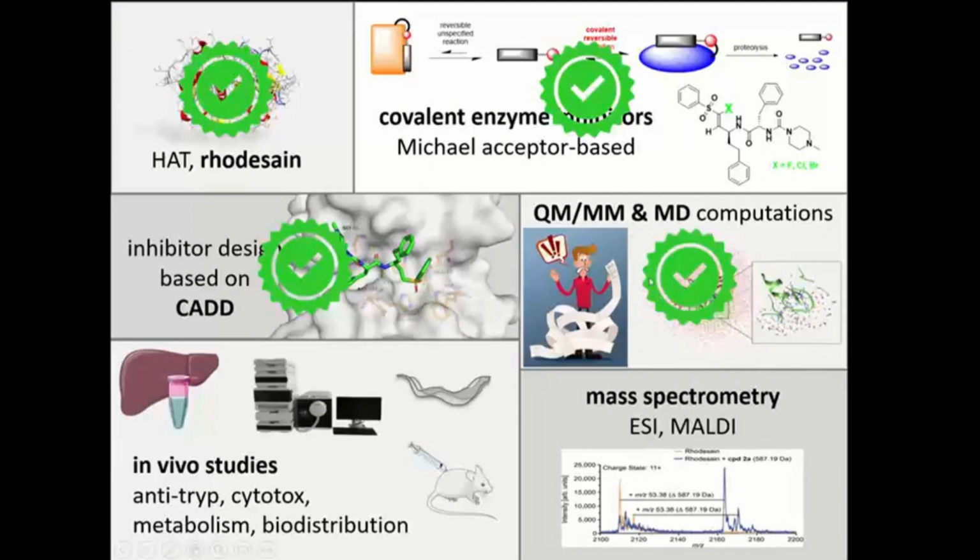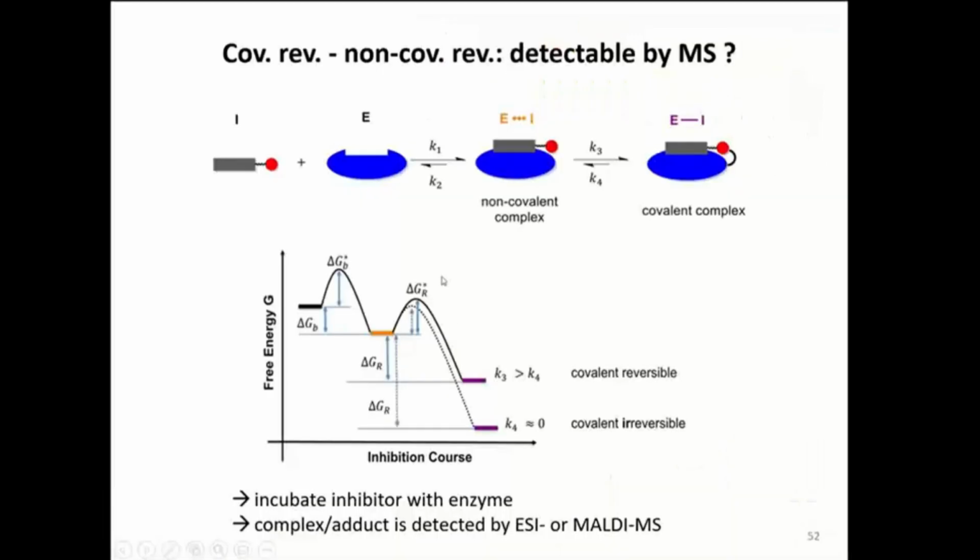I will move on to the mass spectrometry and the in vitro and in vivo study part. So why did we do some mass spectrometry? Well, we wanted to confirm the covalency of the bond between our inhibitor and Rhodesain. And we wanted to exclude the possibility that we might only have a very tight binding non-covalent complex and confirm that it's indeed a covalent bond.